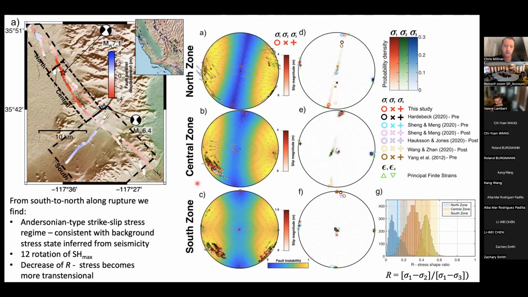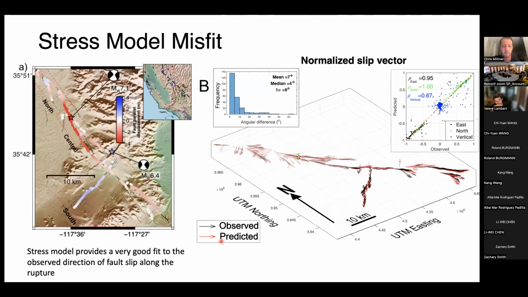The colors in this diagram, I won't go into detail on what this shows, but this is basically illustrating the misfit between our observed slip vector directions in black and the gray, which is the predicted from our stress model. You can see there's fairly good agreement between those two. Another way of showing the misfit of our stress model is comparing the observed slip vectors to those predicted along different parts of the rupture. We find a fairly good fit, with a mean angular misfit of about 4 degrees, or 96% variance reduction. So the three different zones seem to explain well the orientations of the slip direction at different points on the rupture.